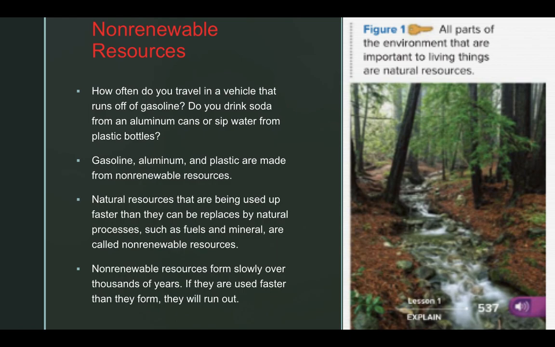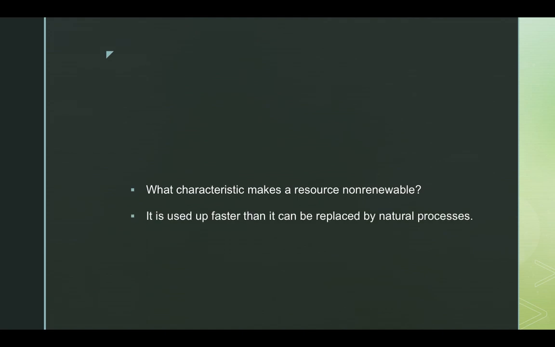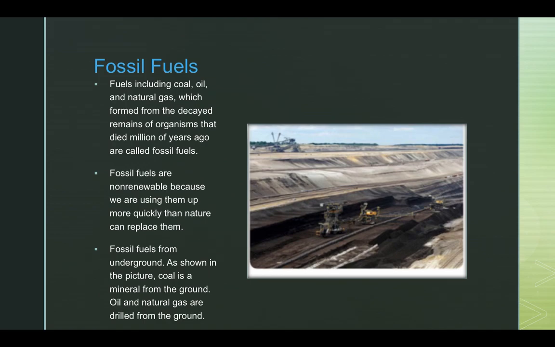Non-renewable resources form slowly over thousands of years. If they are used up faster than they form, we will run out. All right, so what characteristic makes a resource non-renewable? It is used up faster than it can be replaced by natural process.